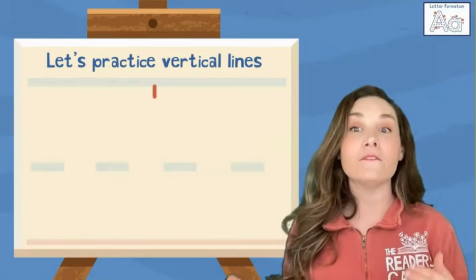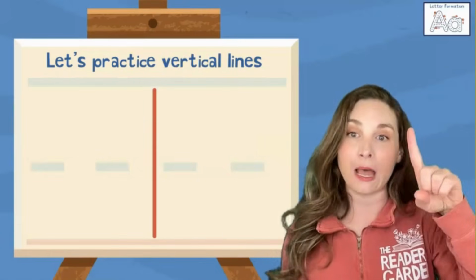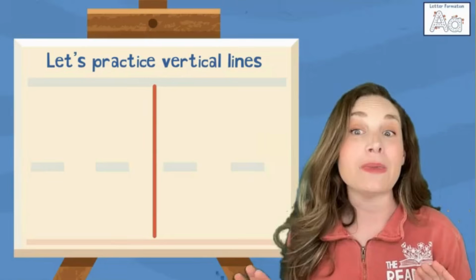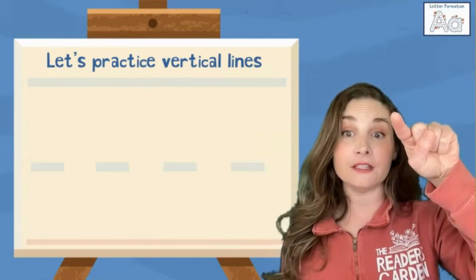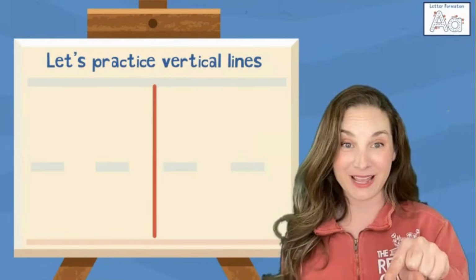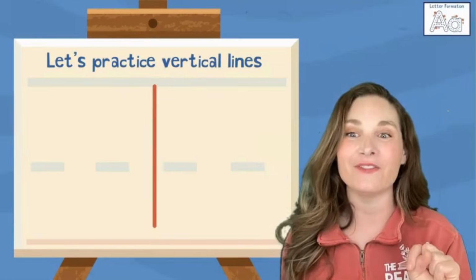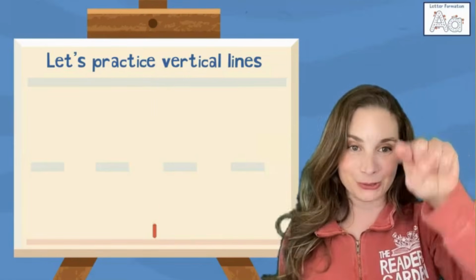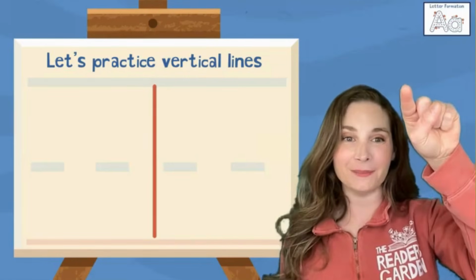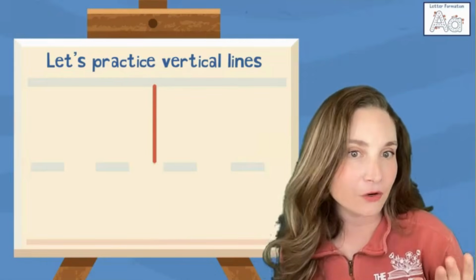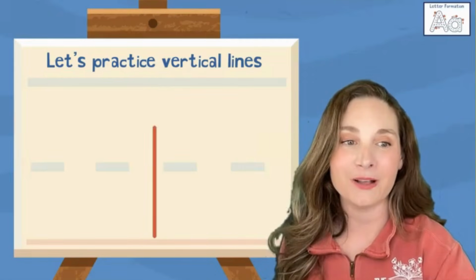All right, so this is a vertical line. A vertical line goes up and down. And here's how we make a vertical line. We're going to start at the top and go straight down and stop at the bottom. Let's try tracing a vertical line together. Start at the top, straight down. Beautiful. Do it again. Start at the top, straight down. You can trace as many vertical lines as you want. And if you need to, pause the video.